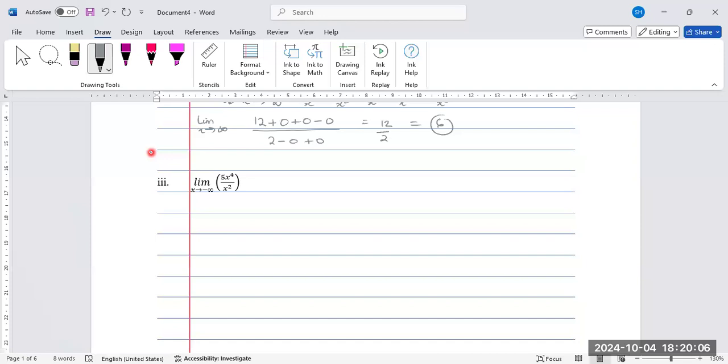Going one more time. Is it 0 over 0? Is it positive infinity over positive infinity? Or is it negative infinity over negative infinity? Negative infinity over negative infinity. All right. Why? Because x tends to negative infinity. Okay, all right, continue.